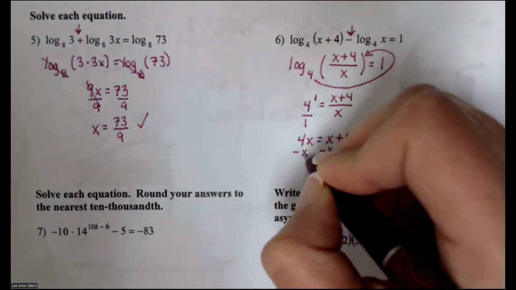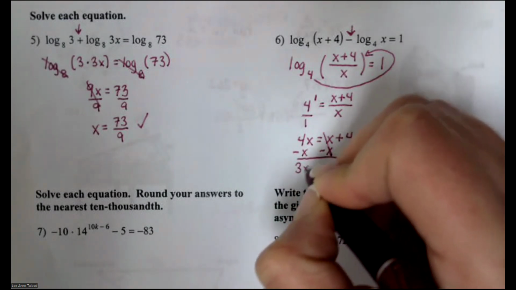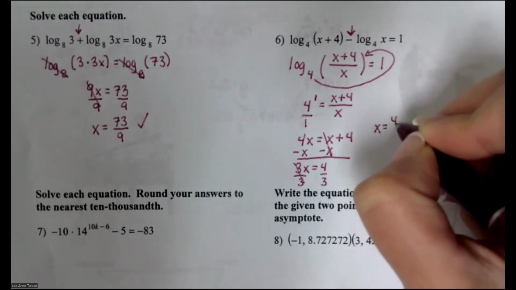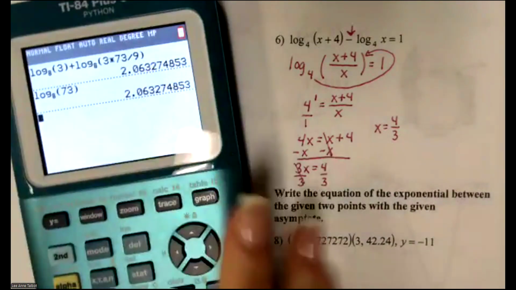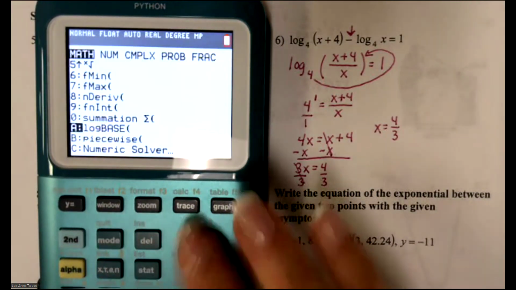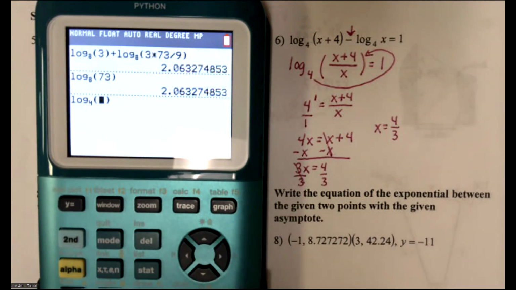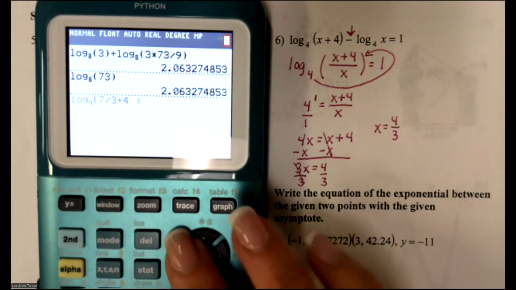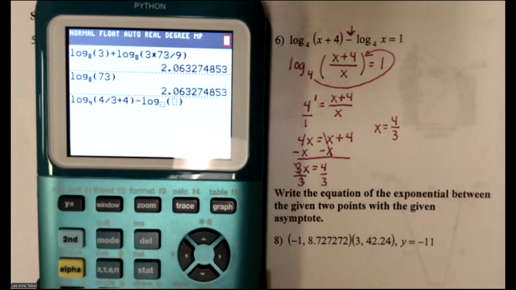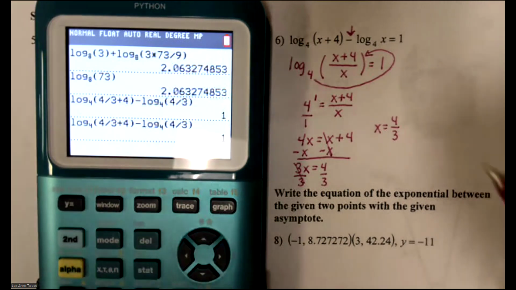Minus x. Divide by 3. Log base 4 of 4 thirds plus 4. That's a 7. Minus, math, log base 4 of 4 thirds. What do I want that to be? 1. And it is.